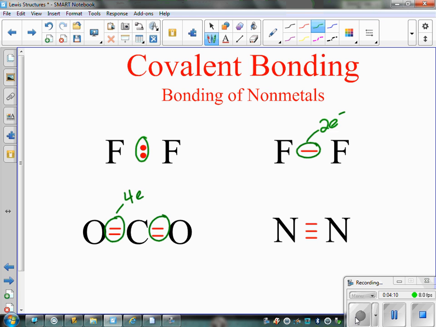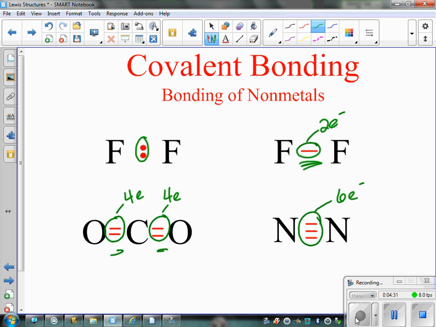So each one has 4 electrons that are being shared between those elements. And these are not completed structures by any means. I haven't finished them. This is just showing you the bonding. So we have single bonds like this one. We have double bonds like these ones. And then this is a triple bond. And a triple bond is 6 electrons. So every time you draw a line, you're representing 2 electrons.